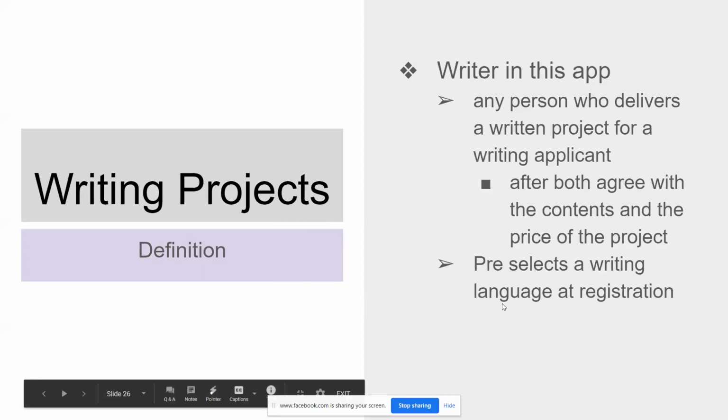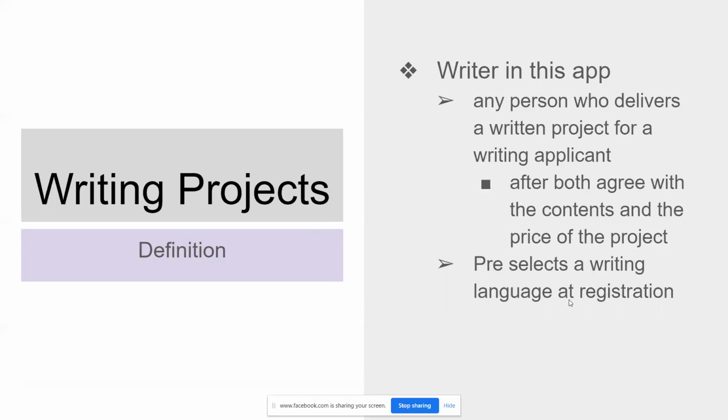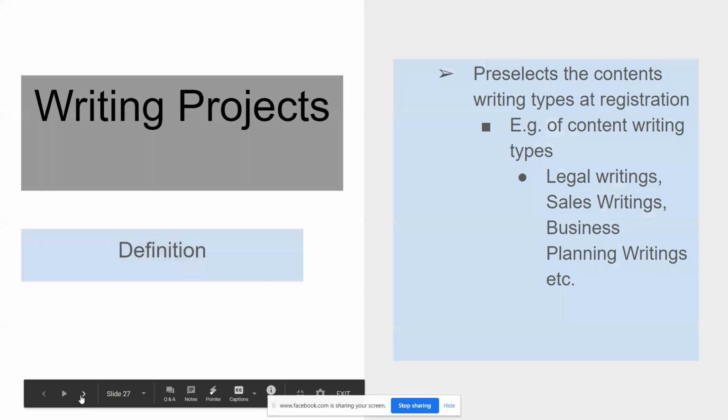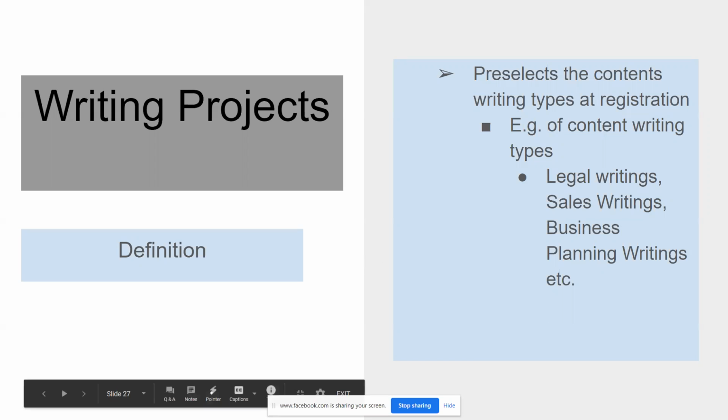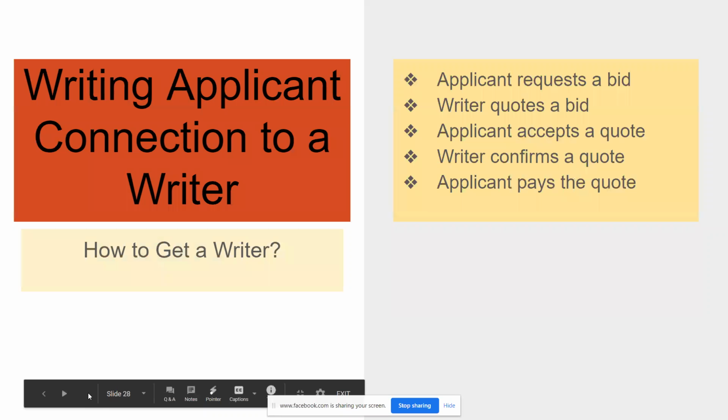He pre-selects a writing language at registration, just like the tutoring language. It might be any kind of language. For the writing project, he pre-selects the content, as I said, what kind of writing he does, at registration time. Examples of content he will select are legal writing, sales writing, business planning writing, and so on. This is okay.